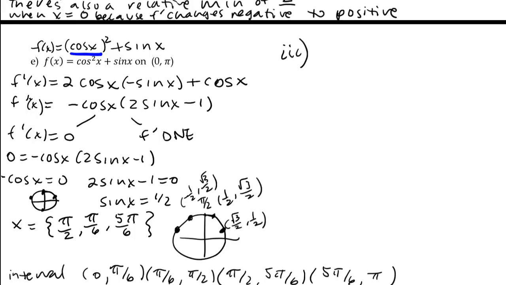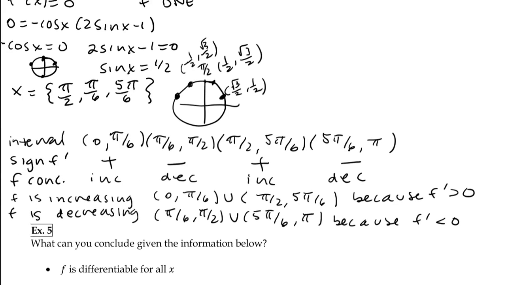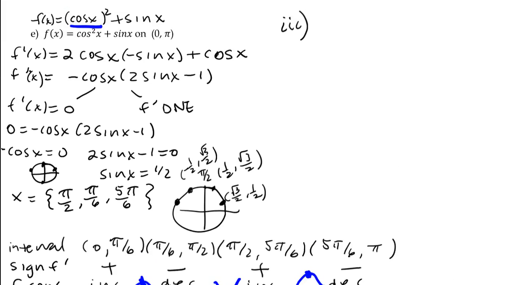Relative max and relative min. Let's go over here and look at this. If I go from increasing to decreasing, relative max. Decreasing to increasing, relative min. Increasing to decreasing, relative max. So we have 2 relative maxes and 1 relative min. So let's go ahead and state that.